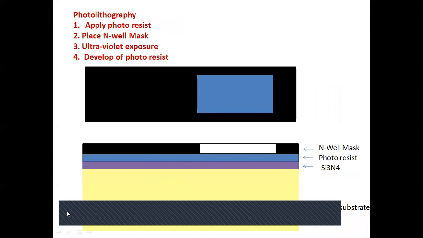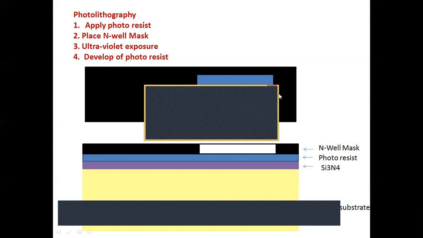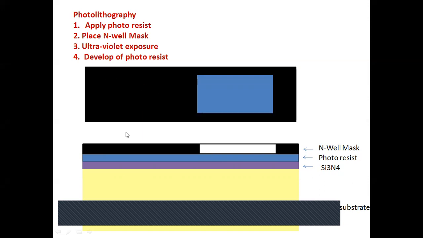First we take the substrate. It is shown here. Then silicon nitride is there, then photoresist is deposited, and then the mask is kept. From the top, everywhere this is dark field, so you cannot see anything, and this part is transparent, so from that you can see the photoresist.